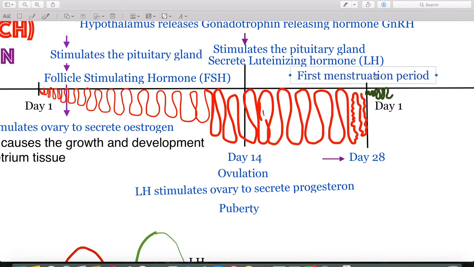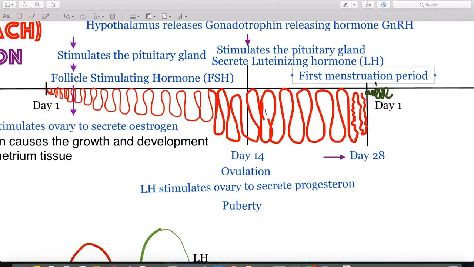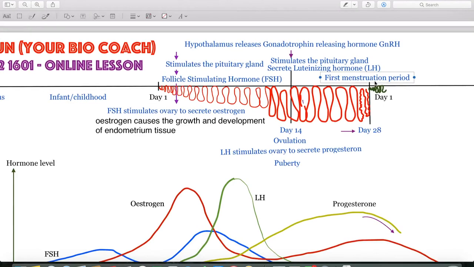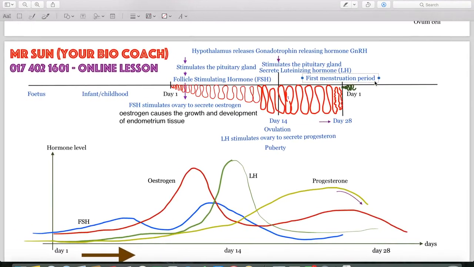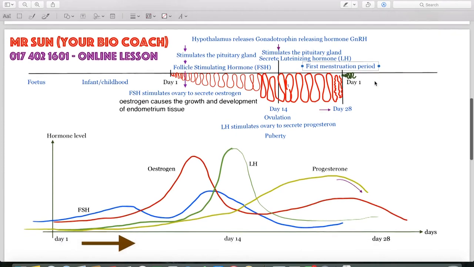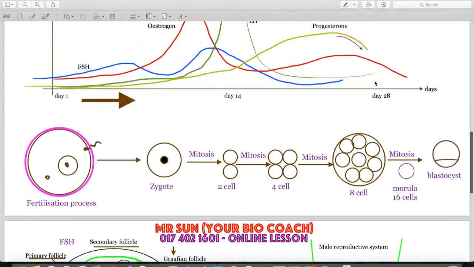Now this cycle continues until the female reaches the menopause stage, which is somewhere around 55 to 65 years old, depending on each individual. So this is how you need to understand the female reproductive system in regards to the menstruation cycle and endocrine system, and gametogenesis in females, which is the oogenesis process. This graph is also very important.